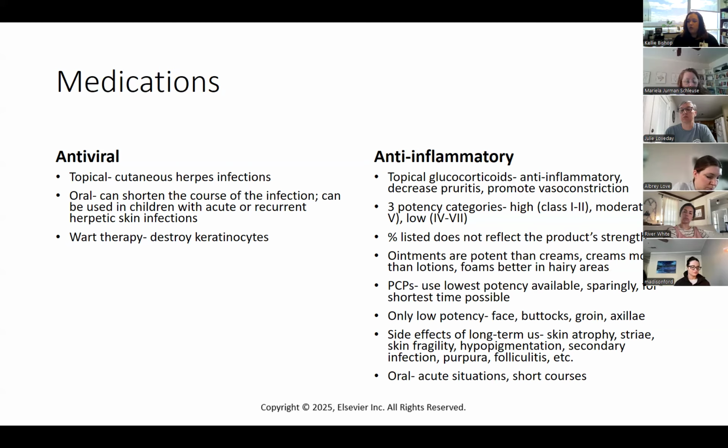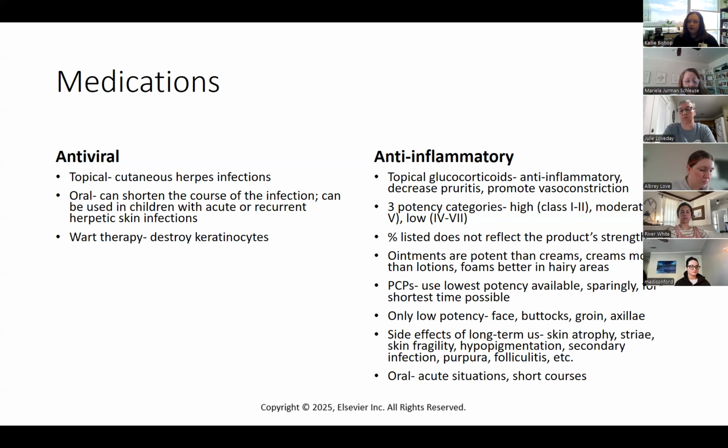Generally speaking, we don't really get out of the low potency area in primary care. You might see some every once in a while or refill something that dermatology started, but generally, if we get out of the low potencies and it's not working, we send them to dermatology. On the face, buttocks, groin, and axillary areas, you only want to use low potency. The face is a big one because a lot of our kids have eczema on their face. We might give them a stronger one to use everywhere else on their body, but you want to make sure you're using low potency on the face.